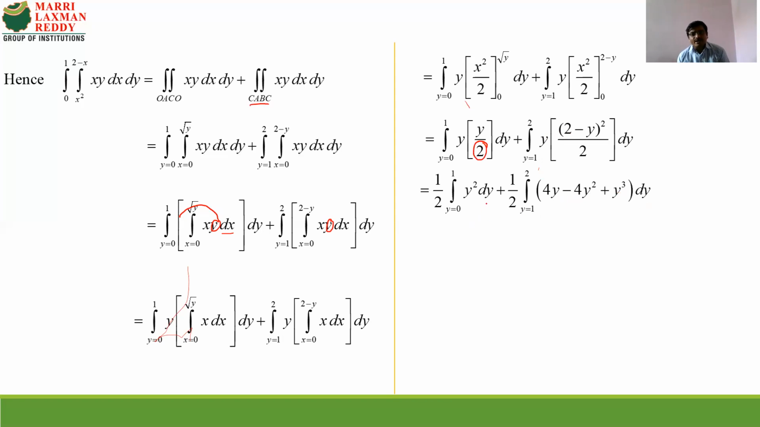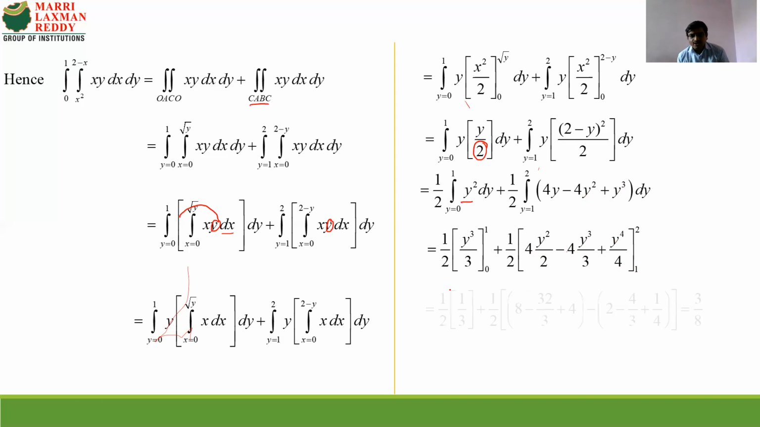Now apply the integration with respect to y between these limits. So here you are having y square. So integral of y square can be written as y cube by 3. So 1 by 2 into y cube by 3, limits 0 to 1, plus 1 by 2 into, now individually you apply the integration for each term. So integral of 4y can be written as 4 into y square by 2, minus 4 into integral of y square, that can be written as y cube by 3, plus integral of y cube, which is given by y to the power of 4 by 4. We have to substitute the limits, lower limit and upper limit here.